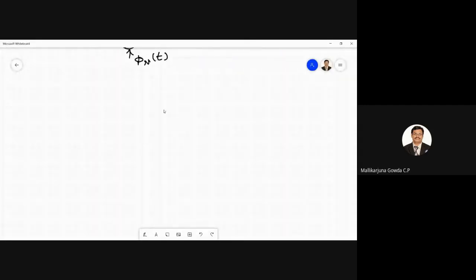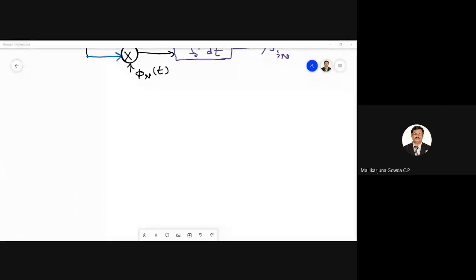Yes, my dear students. Will you be able to say what a correlator is? Yes, am I audible? Hello? The multiplier followed by an integrator. Yes, correct. A multiplier followed by an integrator is a correlator.